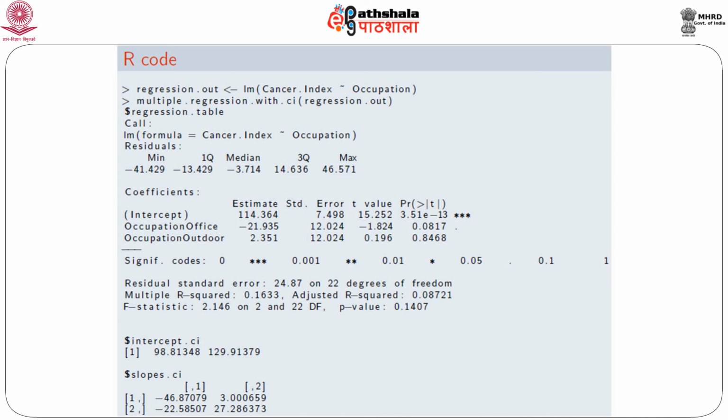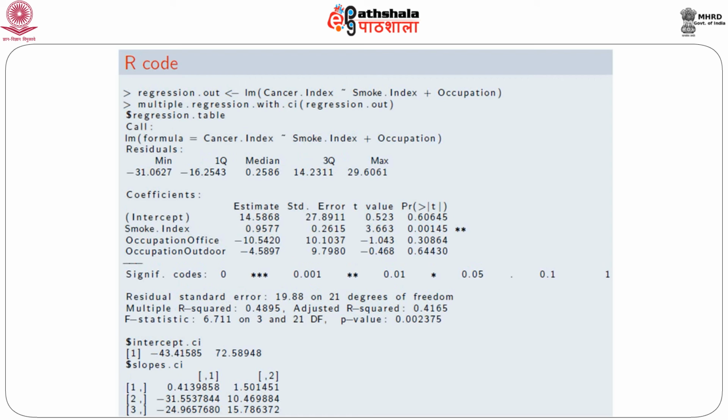And finally, here we have fitted a regression model with both the categorical variable and the continuous variable smoke. Here is the output, which contains the estimates, and we have 2 categorical variable estimates which correspond to negative 10.542 and negative 4.589. And here are the corresponding confidence intervals.